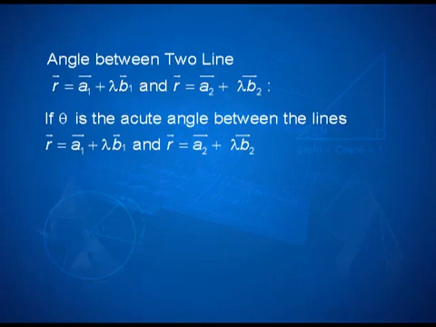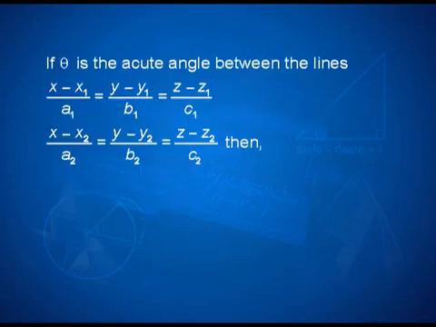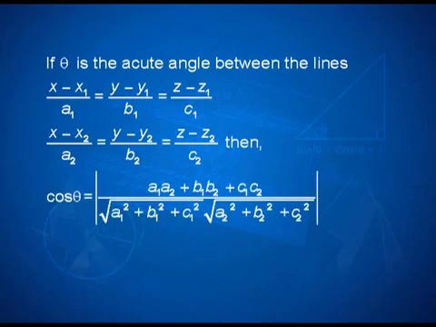So, if theta is the acute angle between the two lines, then cos theta is the same as the absolute value of b1 dot b2 by the magnitude of vector b1 into the magnitude of vector b2. In Cartesian, we can always use the direction ratios of the vectors, and I get the result as cos theta is equal to the absolute value of a1 a2 plus b1 b2 plus c1 c2 divided by the magnitude of b1, which is under root of a1 square plus b1 square plus c1 square, into under root of a2 square plus b2 square plus c2 square.